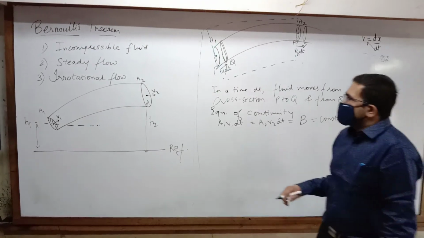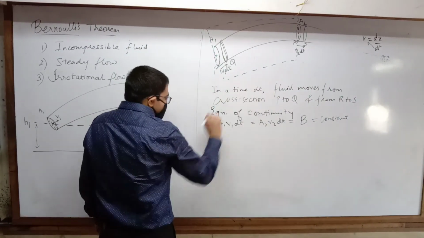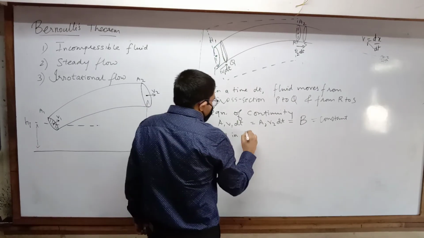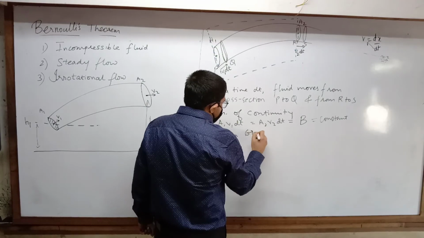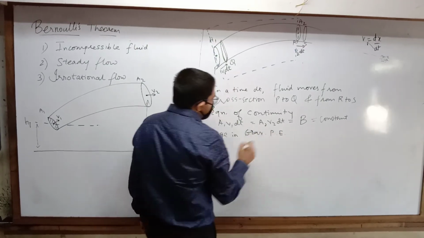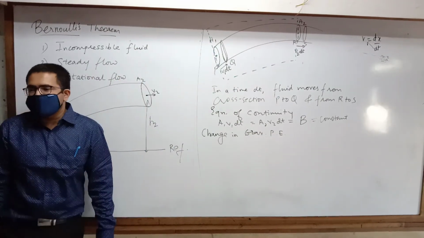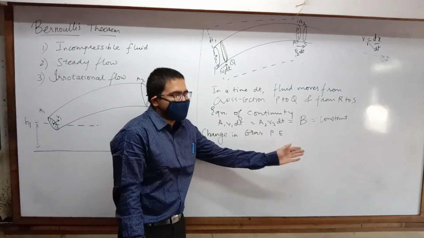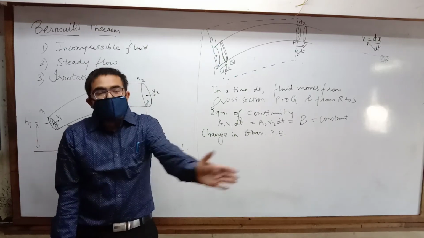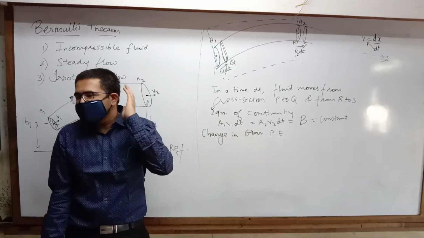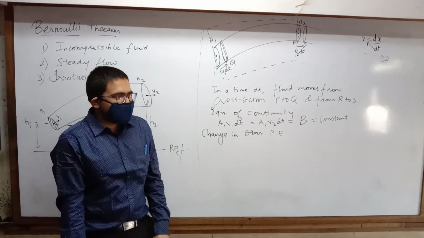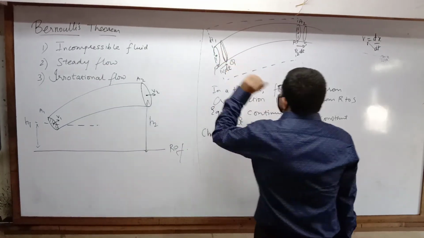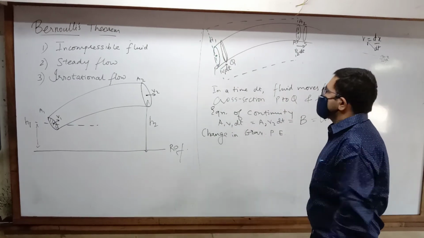Keep this in mind. Now let's talk about change in gravitational potential energy. Let's talk about change in gravitational potential energy. Gravitational potential energy. Anyone remember that? U equal to mgh. Very good. Okay, so we are going to do that. But here we have a very nice trick. Listen to this carefully.